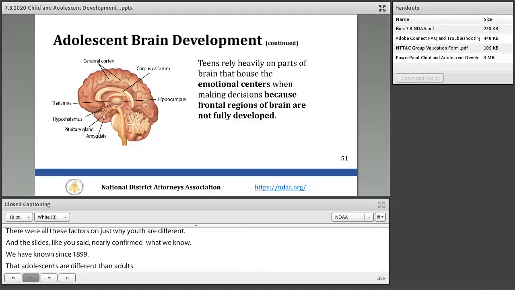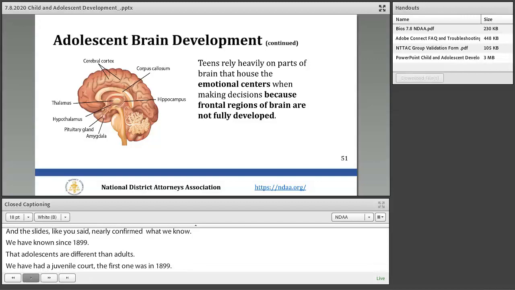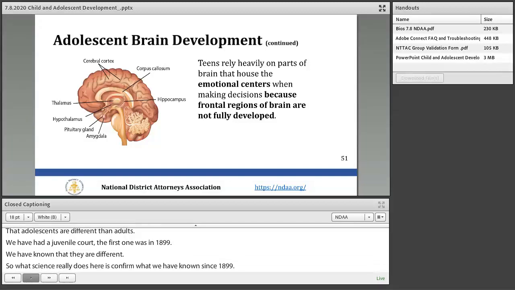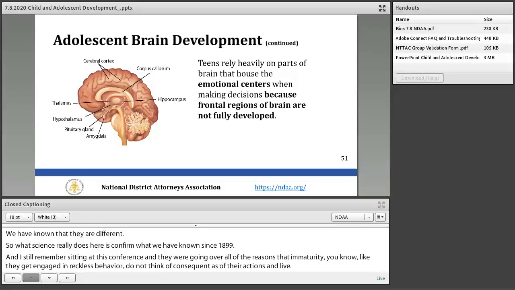We've had a juvenile court, the first one was in 1899. We've known they were different. So what the science really does here is confirm what we've known since 1899. I still remember sitting at this conference, and they were going over all the reasons for immaturity: they engage in reckless behavior, they don't think of the consequences of their actions, they lie. And I looked at the prosecutor sitting next to me, and I said, I just broke up with somebody for all of those reasons, and he wasn't an adolescent. So immaturity is really a relative concept here.